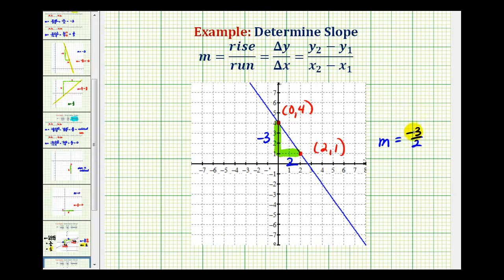Or if we wanted to, we could move this negative out in front of the fraction and express the slope as just -3/2. This form is a little more common, but it really doesn't matter whether the negative sign is in the numerator, denominator, or out front of the fraction.